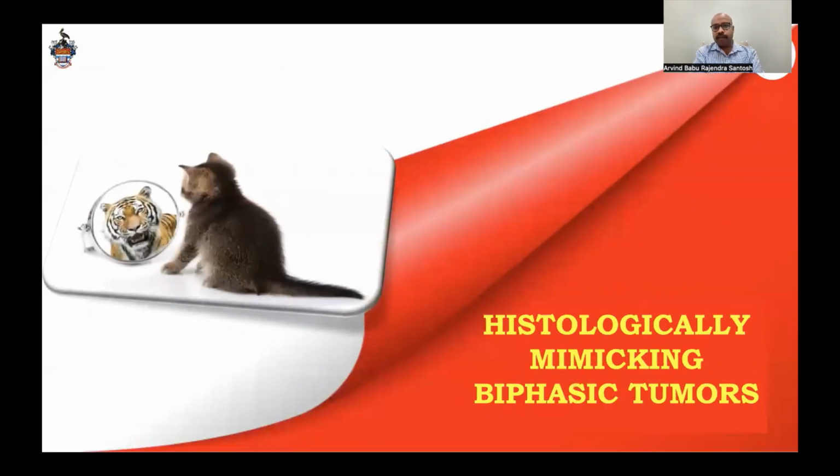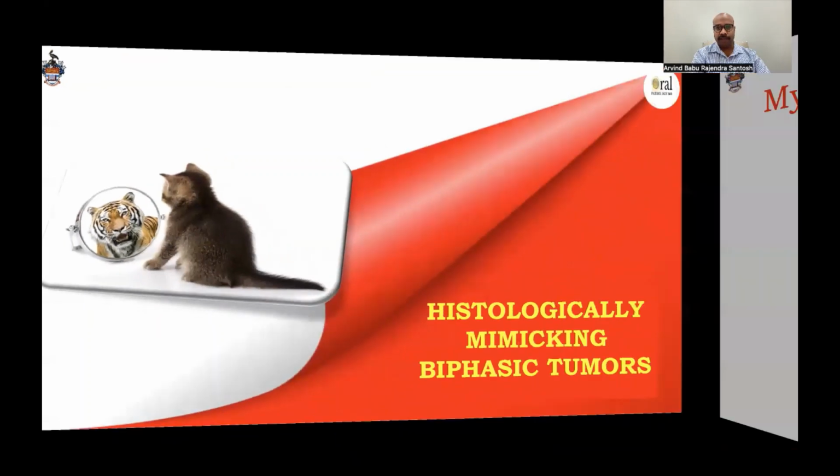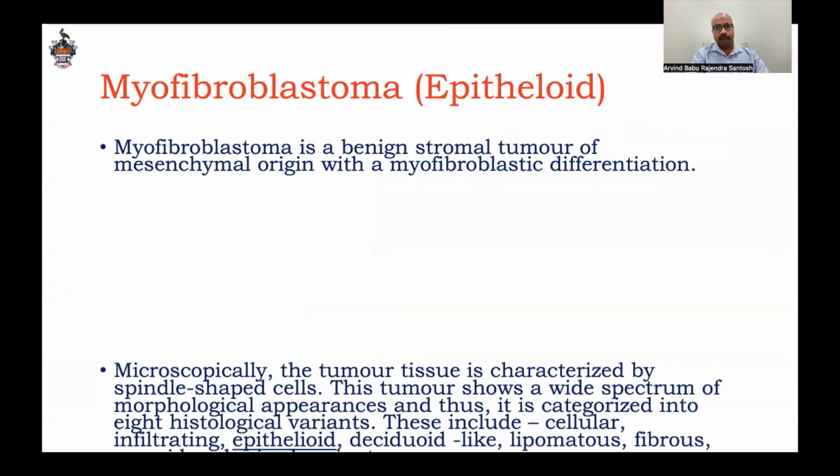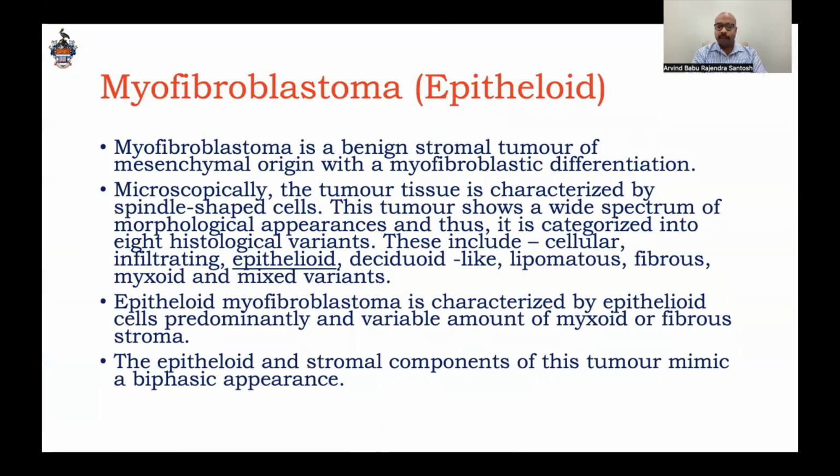The next thing is histologically mimicking biphasic tumors. The picture shows a cat looking into a mirror and seeing a tiger, like a benign tumor looking malignant, or a tumor that is actually mimicking a biphasic tumor. Two categories under this are myofibroblastoma and neurilemmoma.